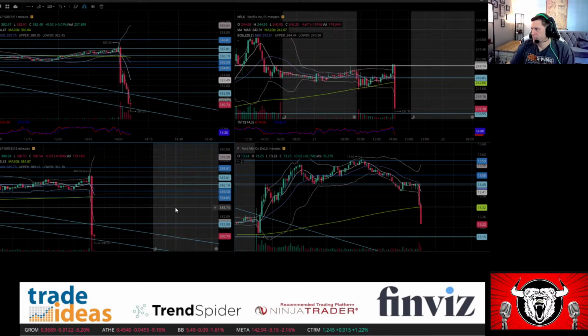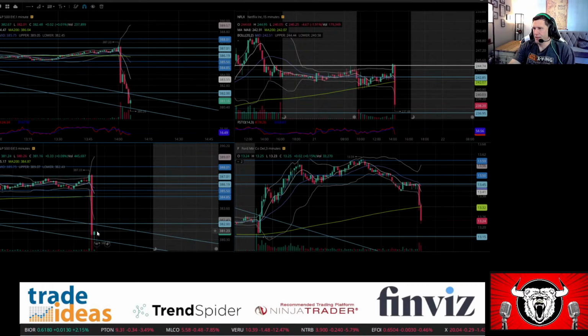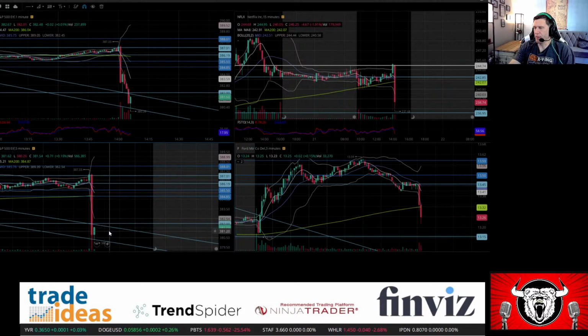Well, look at that. We broke that level. Let me go see now. ADR low is about 379.46. I'm looking at a probable test of it as resistance, and then from there we'll see what the momentum does.